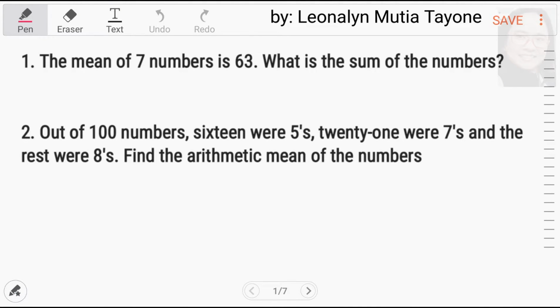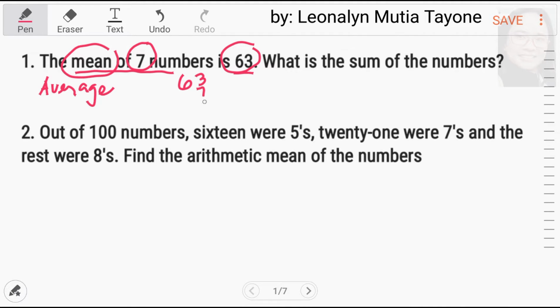Question number 1. The mean of 7 numbers is 63. What is the sum of the numbers? When we say mean, that means average. So the average of 7 numbers is 63. What we'll do is multiply 63 by 7. So, 63 times 7. 3 times 7 is 21. Carry 2. 6 times 7 equals 42 plus 2 equals 44. So the answer here is 441.